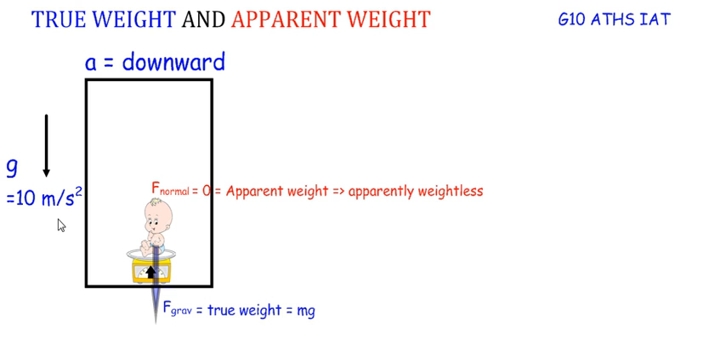A special value for the acceleration of the lift is when the lift was falling with an acceleration of 10 meters per second squared. Well, if it was falling with that acceleration, it means that it's in free fall. Thereby, the only force acting on it is the gravitational force. For the baby to fall with the same rate, it means that the normal reaction force will have to be zero. Therefore, the weight scale reading will also be zero. The baby's apparent weight will also be zero. This is the situation we call apparently weightless.